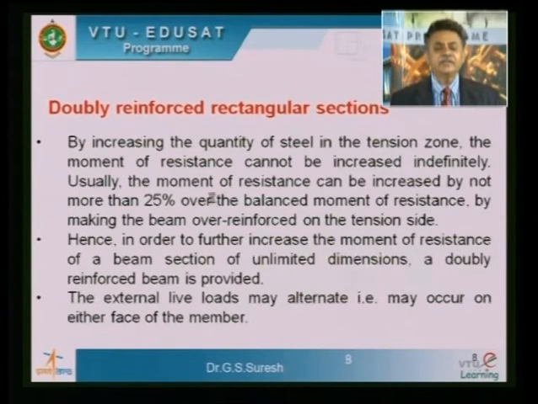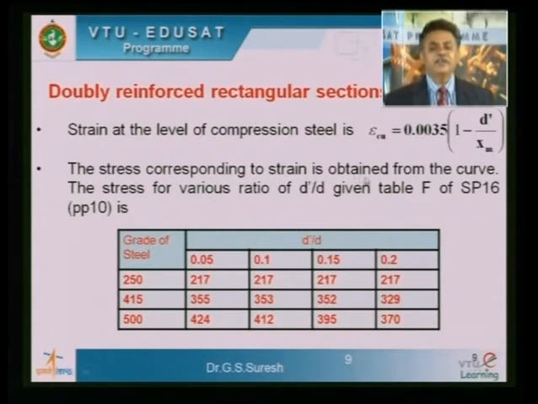So if you compare the two triangles, you get epsilon SC. Here it is written as epsilon CU, make it epsilon SCU, and that will be equal to 0.0035 into 1 minus D dash by XM, where XM is the maximum neutral axis depth in case of limiting steel. So use this and find out what is the strain in compression steel. Now use the stress strain curve of your steel, then find out what is the stress. In case of mild steel, you have the straight line curve up to design strength, that is 0.87 Fy by gamma m, and then you have the line going horizontal, that is straight.